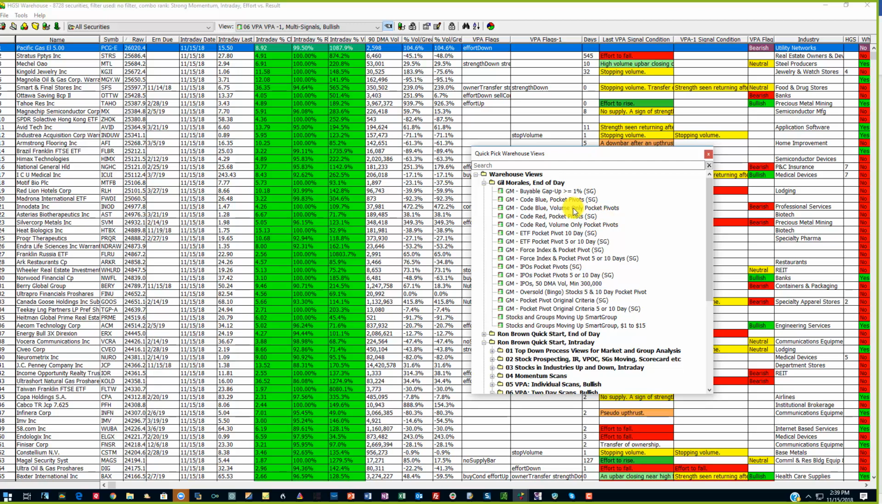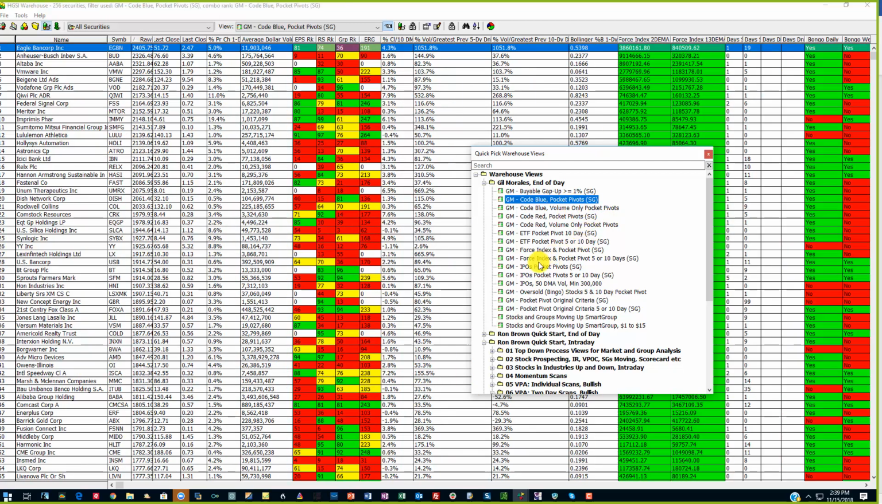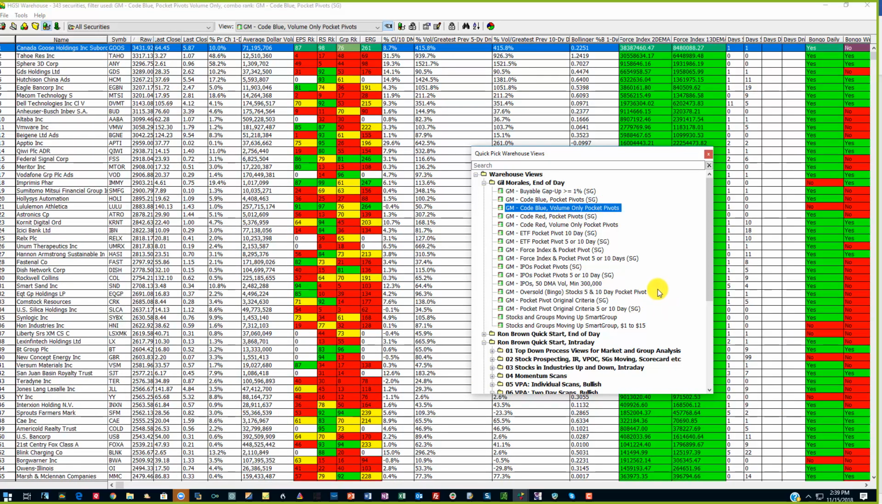Tweaked them a little bit, but not very much. Anyway, here is Code Blue Pocket Pivots. Volume only pocket pivots. What's volume only pocket pivots? It's when those requirements for pocket pivots that I explained are met, right here, the percent volume compared to the greatest previous 5-day down volume. This would be a 5-day pocket pivot. This would be a 10-day pocket pivot right here.